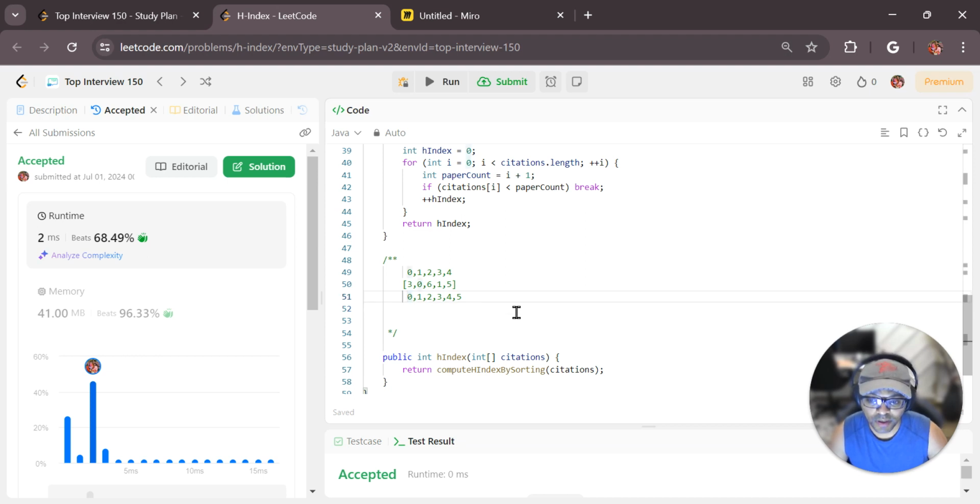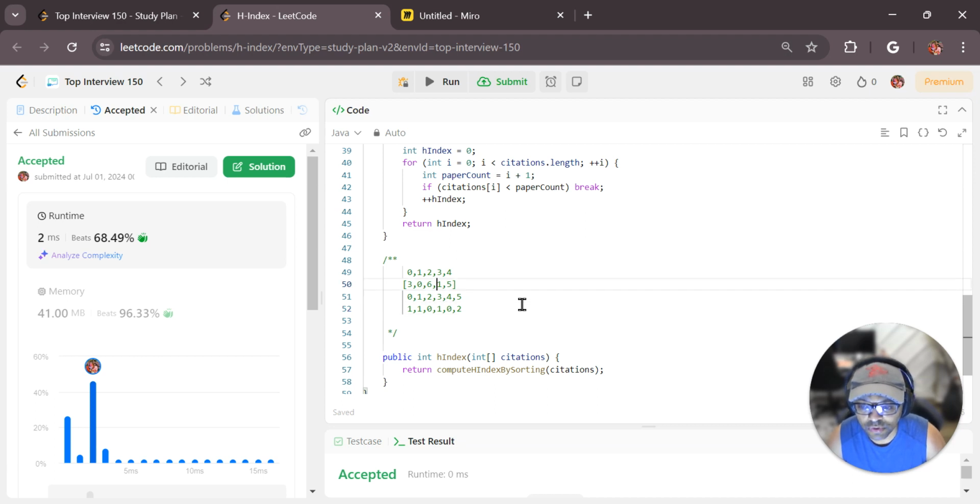So how many papers have 0 citations? How many papers have 1 citation? How many papers have 2 citations? How many have 3 citations, 4 and 5, right? And if we fill up an array like that, let's fill it up first, at least visually. How many papers have exactly 0 citations? 1 paper, right? How many papers have exactly 1 citation? 1 paper. How many papers have exactly 2 citations? 0 papers. 3 citations, 1. 4 is 0 and 5 is actually 2.